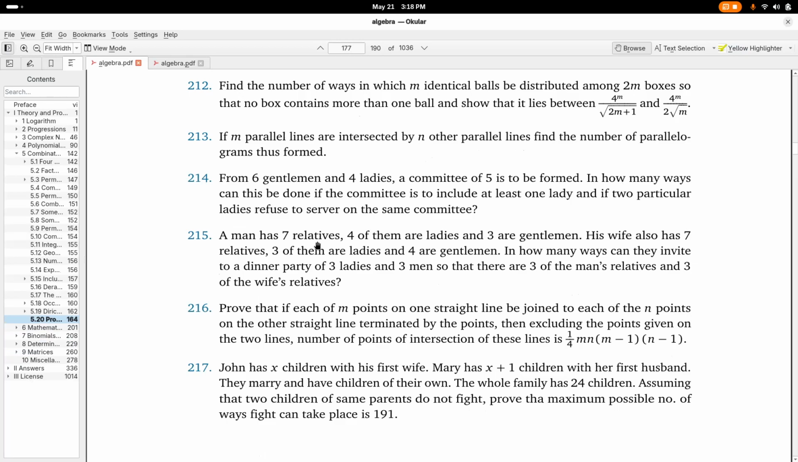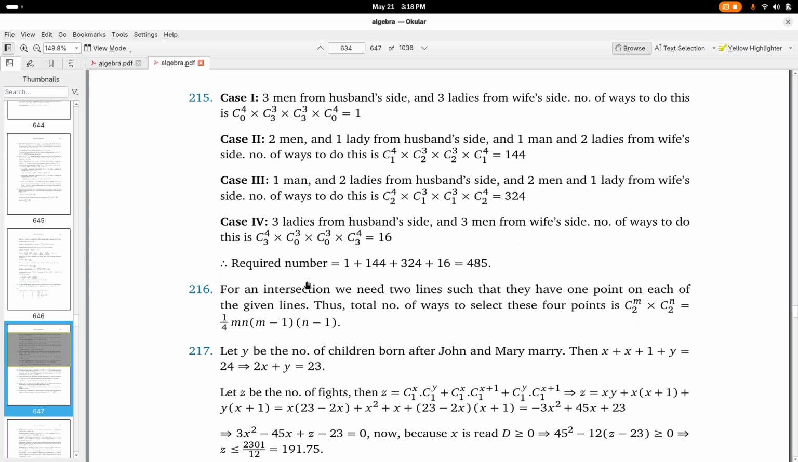A man has 7 relatives, 4 of them are ladies and 3 are gentlemen. His wife also has 7 relatives, 3 of them are ladies and 4 are gentlemen. In how many ways can they invite to a dinner party of 3 ladies and 3 men, so that there are 3 of the man's relatives and 3 of the wife's relatives? So 3 men from husband's side and 3 ladies from wife's side. So this can be done in 4C0 multiplied by 3C3 multiplied by 3C3 multiplied by 4C0 is equal to 1.